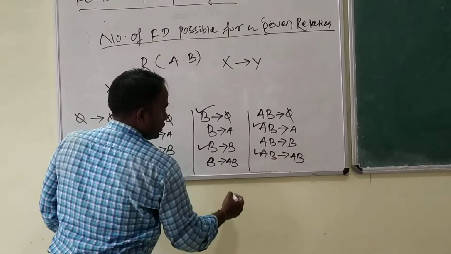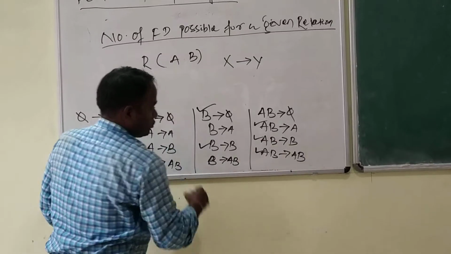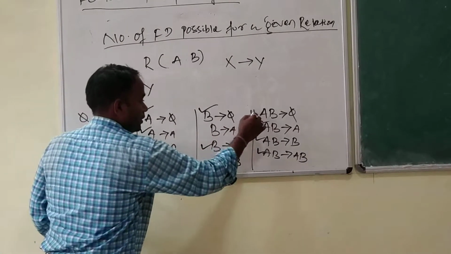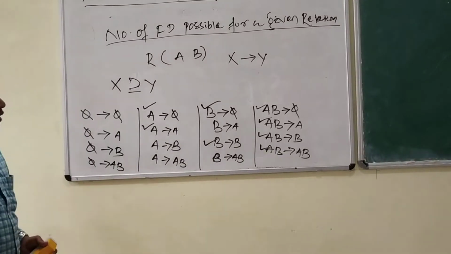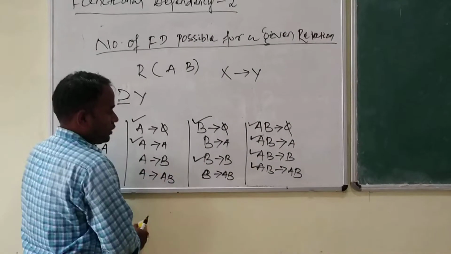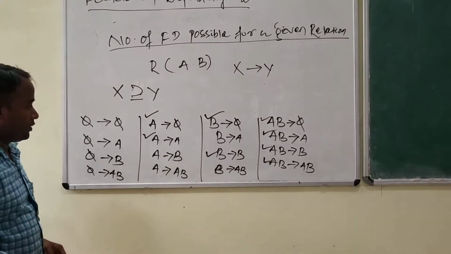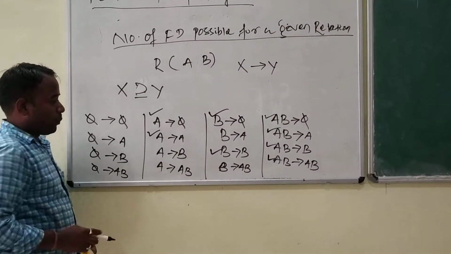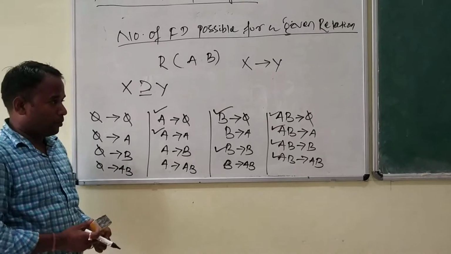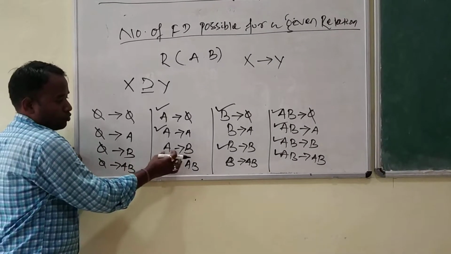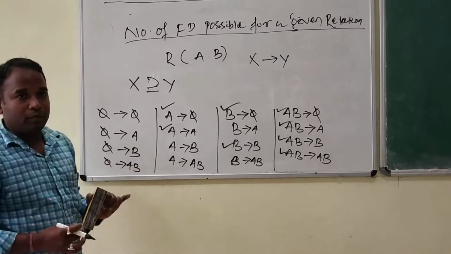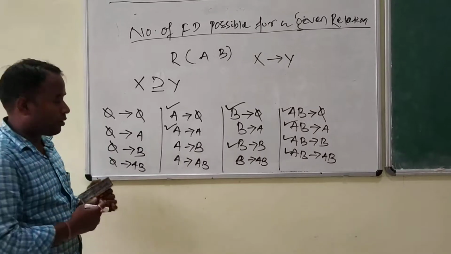This is also trivial. This is also trivial. So these are the trivial functional dependencies. Many trivial functional dependencies. However, these two are semi-trivial functional dependencies. If you want to find the non-trivial functional dependency, just see that there should not be any common attribute between the left-hand side and right-hand side of the functional dependency.